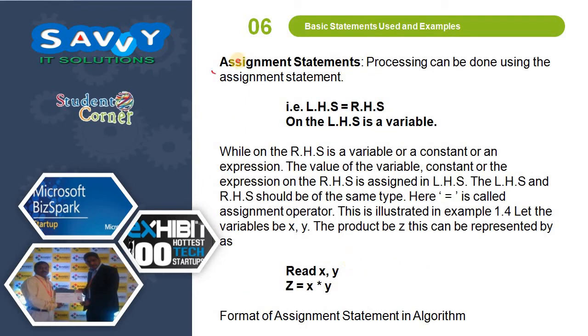Now the assignment statement. Processing can be done using the assignment operator: left hand side is equal to right hand side. You know very well about this. Always the left hand side is a variable and the right side is either assigning a value or a calculation. For example, read A, read X, Y, Z is equal to X into Y. After multiplying, X and Y is assigned to the variable Z.